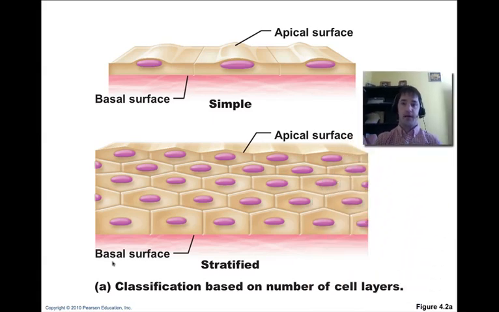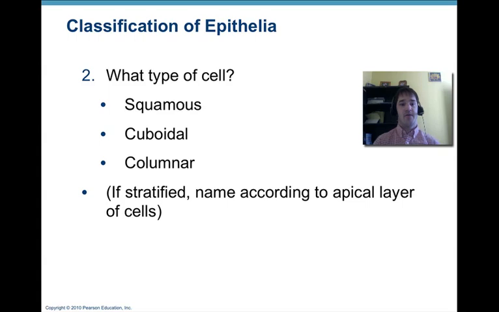Here's an example. You've got simple, just one layer of cells, stratified, several layers of cells. Apical surface, right here, basal surface, right here. Has to do with this side of the cell that faces the open area, this side of the cell that faces the underlying connective tissue. We have different shapes that also classify epithelial tissue: squamous, cuboidal, columnar. If stratified, we name them according to that apical layer of cells.